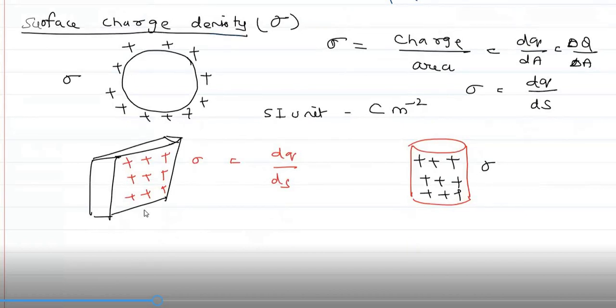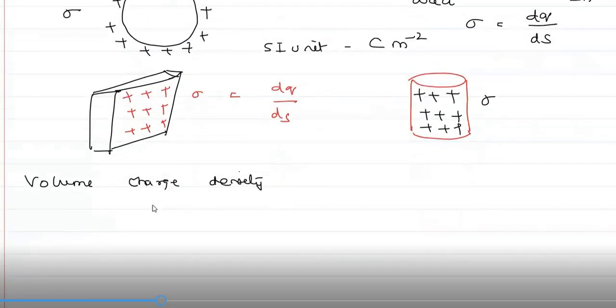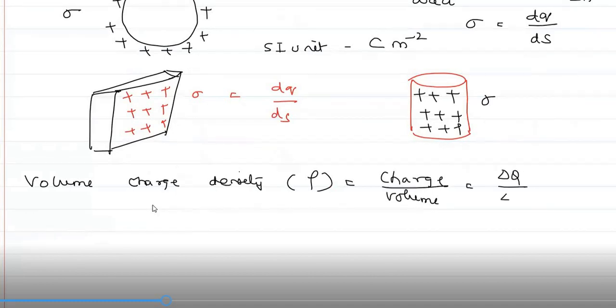The next one is volume charge density. It is three-dimensional; over the entire volume, the charge is distributed. The symbol is rho, and it is charge per unit volume. We can write it as del Q by del V or dQ by dV. What is the SI unit? Simple, it is coulomb per meter cube.